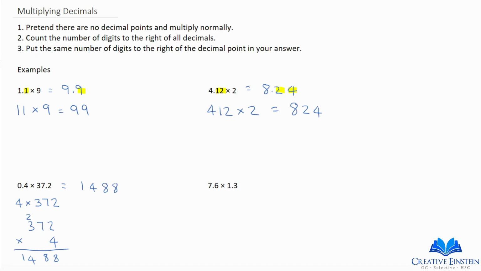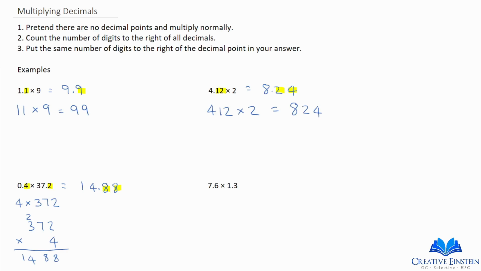1,488. Now we need to count the number of digits after our decimal. So there's a decimal, that's 1. But there's another decimal here, that's 2. Which means we need to have 1, 2, and then our decimal place. So 0.4 times 37.2 equals 14.88.